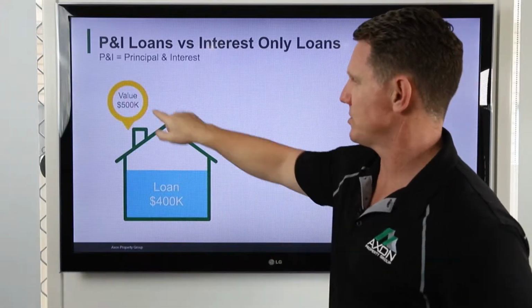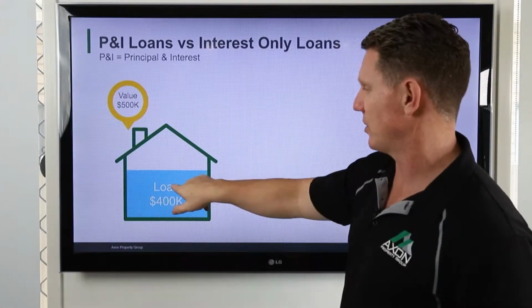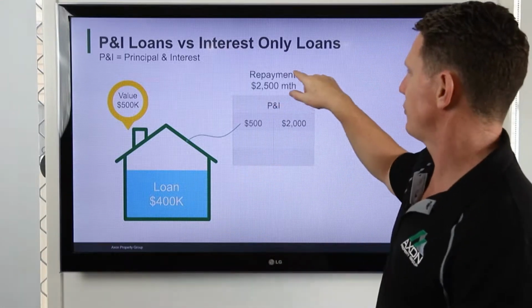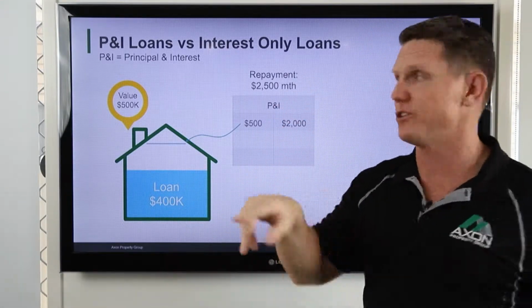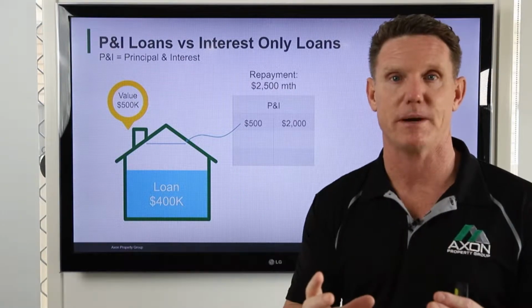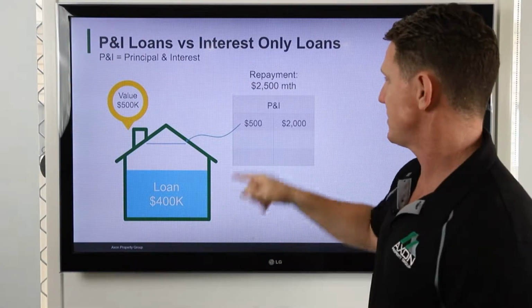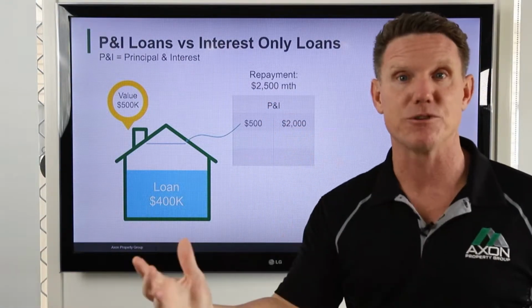When you've got your own home, so if you've got a $500,000 property and you've still got a $400,000 mortgage, and if you decide to have a principal and interest loan, the repayment's going to be $2,500 a month. So here we go, Captain Obvious. There's a principal component and an interest component.